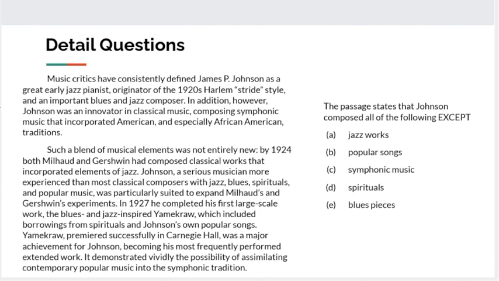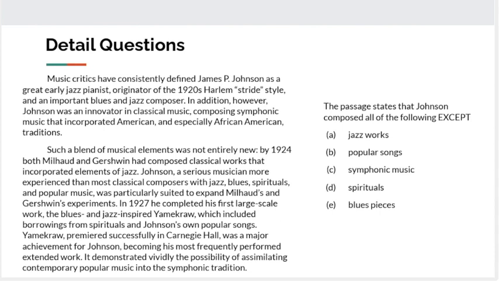composer. In addition, however, Johnson was an innovator in classical music, composing symphonic music that incorporated American and especially African American traditions. Such a blend of musical elements was not entirely new. By 1924, both Milhaud and Gershwin had composed classical works that incorporated elements of jazz. Johnson, a serious musician more experienced than most classical composers with jazz, blues, spirituals, and popular music, was particularly suited to expand Milhaud's and Gershwin's experiments.